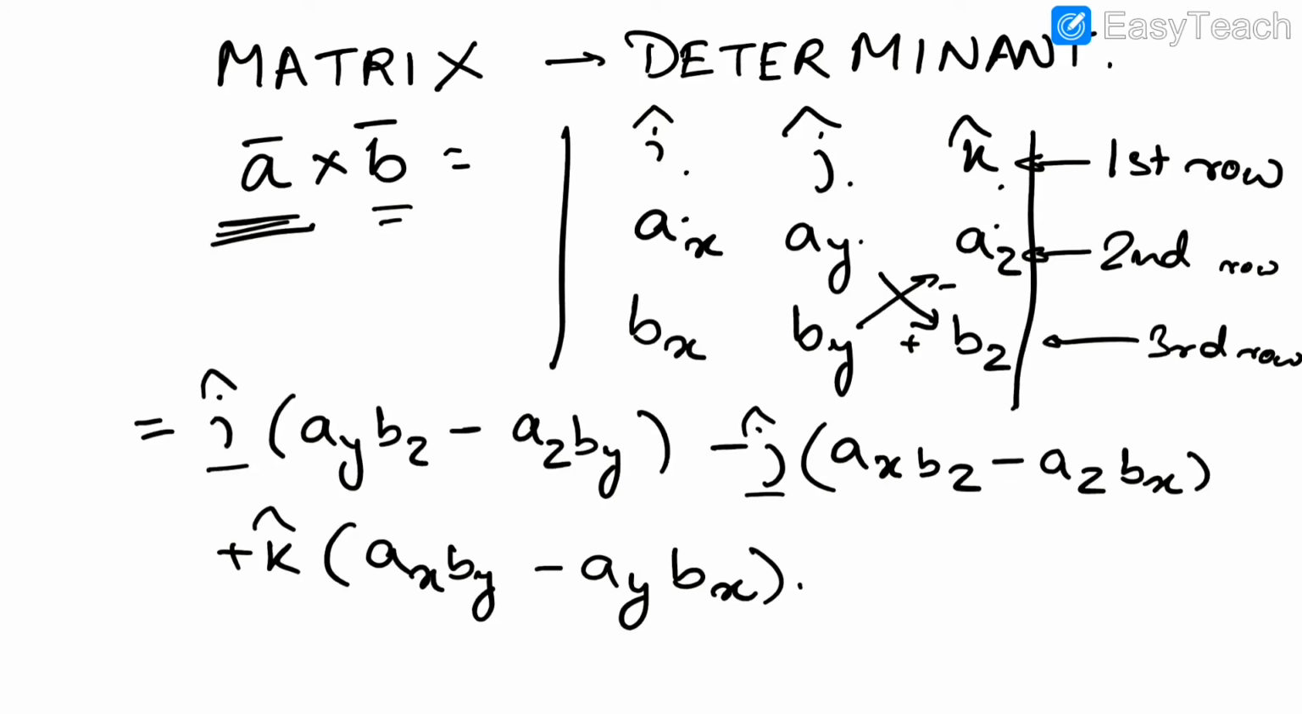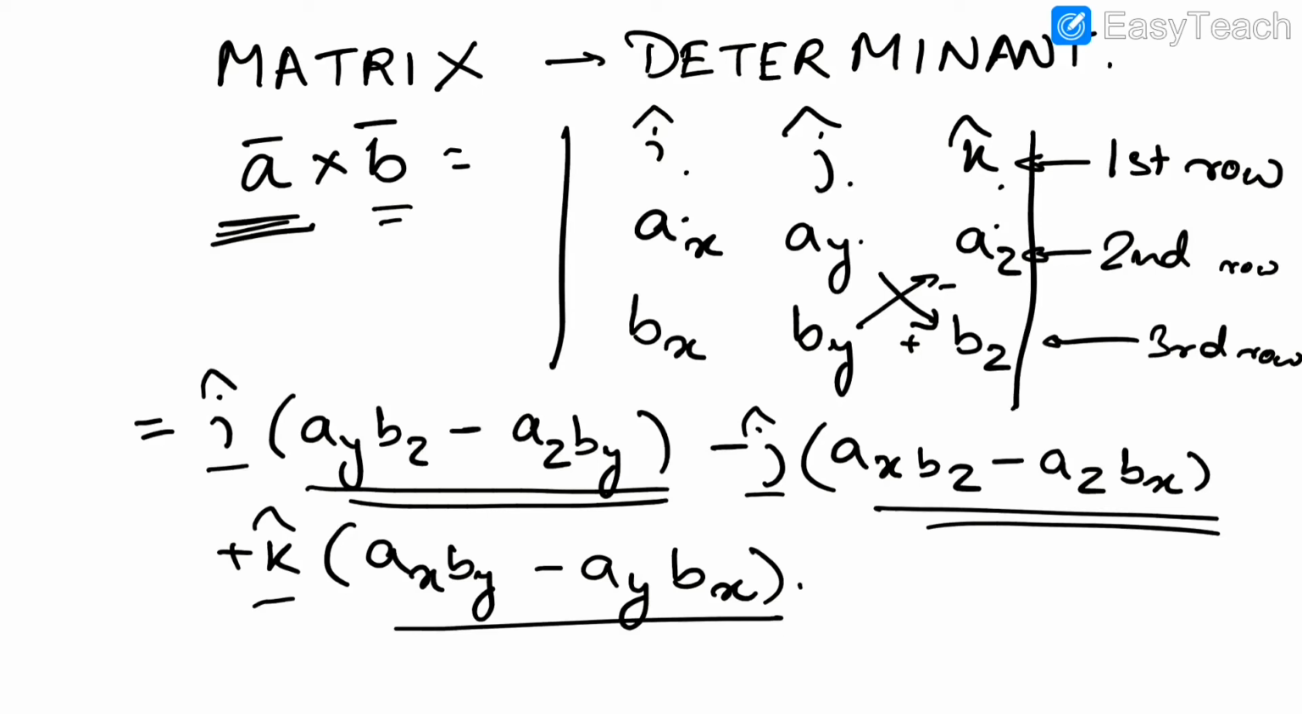Three unit vectors are there, 3 components are there along the 3 directions. So this is a vector quantity. Modulus you will get by the square of the X component, the square of the Y component, and the square of the Z component, then square root of that sum. Okay, you can get the modulus. Okay, so this is all about the cross product.